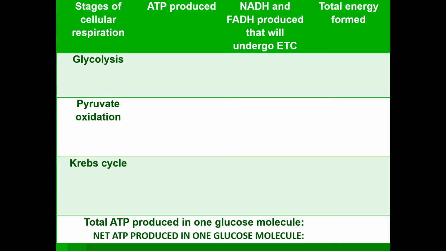let's count the total. So for glycolysis, the total number of ATP produced is 4 ATP. For pyruvate oxidation, it will produce 0 ATP, no ATP at all. For Krebs cycle, it will be producing 2 ATP molecules directly. Okay, so now let's look at the numbers of NADH and FADH that each stage will produce.